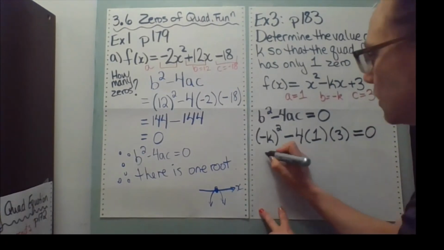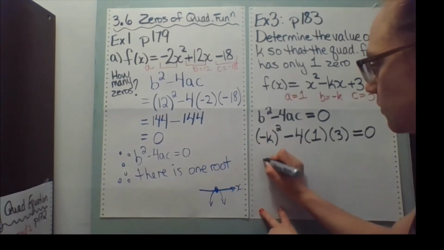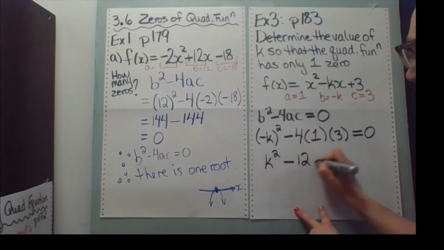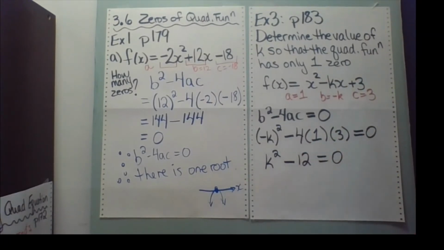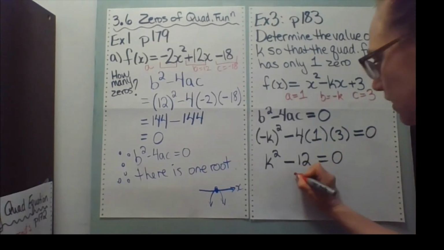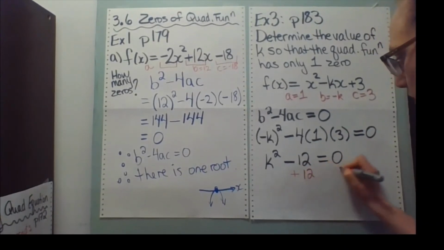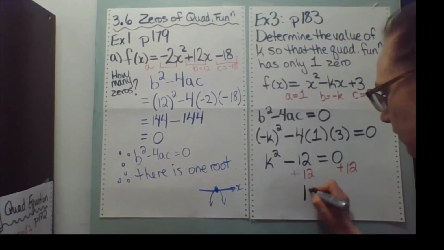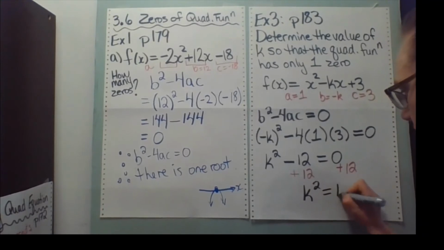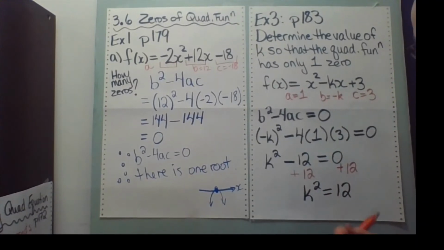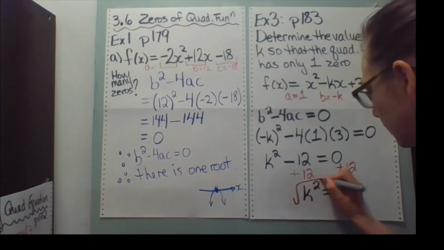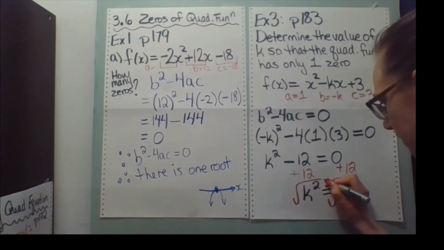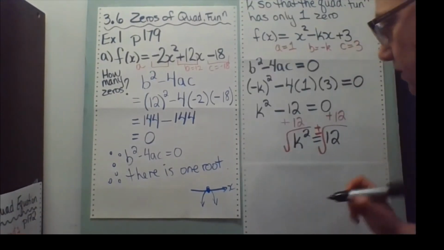Okay, let's simplify. Anytime you're squaring a negative, it comes out positive. So we have positive k squared minus 4 times 1 times 3 is 12 equals 0. Let's bring that 12 to the other side. So instead of minus, we're going to plus 12 to both sides, and that means that k squared equals 12. Take our square root of both sides. And don't forget, when we square root it, we're going to have to do a plus and a minus in front of it.